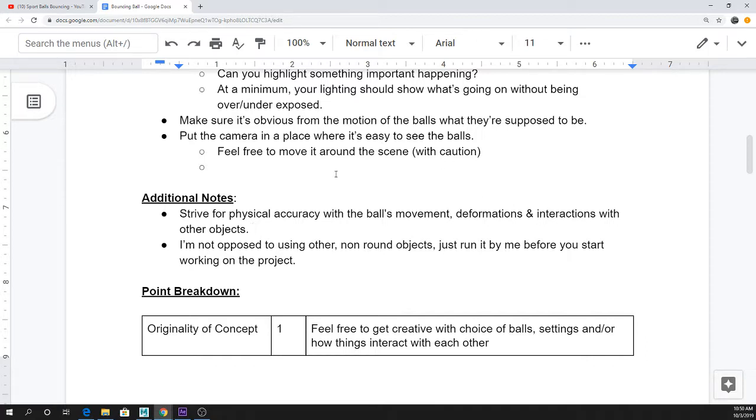I'm also not opposed to using other non-round objects. Just run it by me before you start. Something really weird, like someone should totally do a potato as one of their balls. That would honestly be amazing. But yeah, I'm down with people trying to experiment. Just if it seems super weird and super out there, run it by me first.